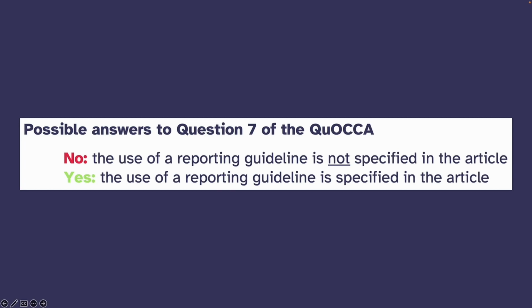Answers to question 7 of the QuoCCA include no, the use of reporting guidelines is not specified, or yes, the use of reporting guidelines is specified in the article. Be aware that many studies do not specify the reporting guidelines used. This poses a problem. Does this mean the study authors did not follow reporting guidelines, or that they followed the guidelines but never specified this in the paper?